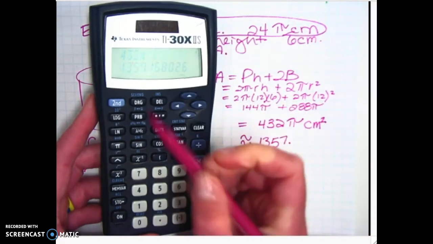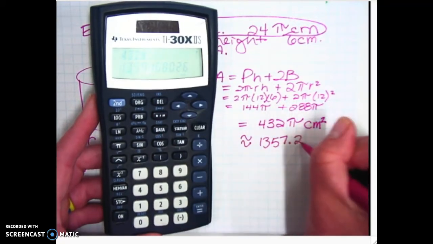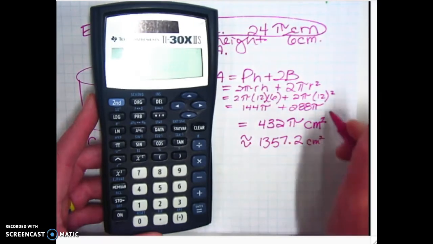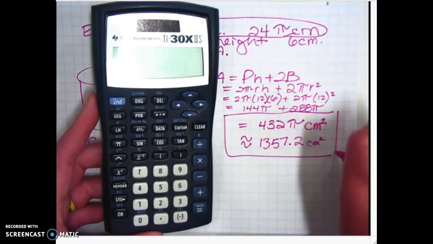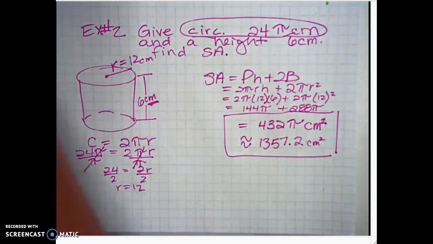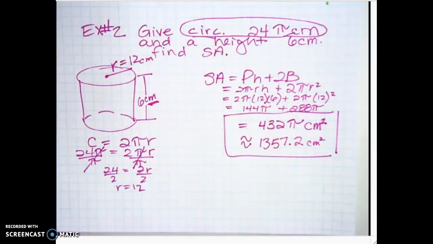1,357 point. There's a 1, but there's a 6 next to it, so round up to 2. And there's your 2 answers. All right. Any questions on example number 2 there?